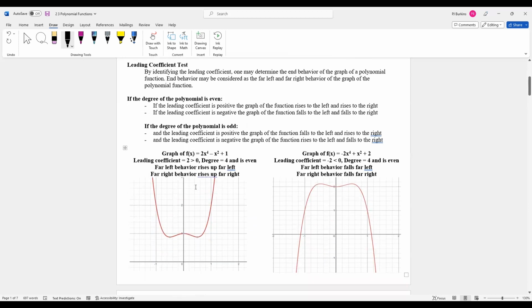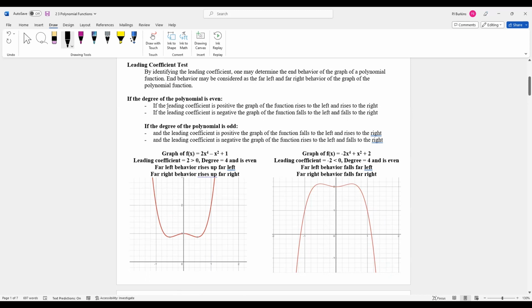So, leading coefficient test. By identifying the leading coefficient, one may determine the end behavior of a graph of a polynomial function. End behavior can be considered as the far left and far right behavior of the graph. So what we mean by that is, as this thing goes on towards negative infinity and towards positive infinity, we're referring to that as the far left and the far right. So we have two options. The degree of the polynomial can be even or it could be odd.